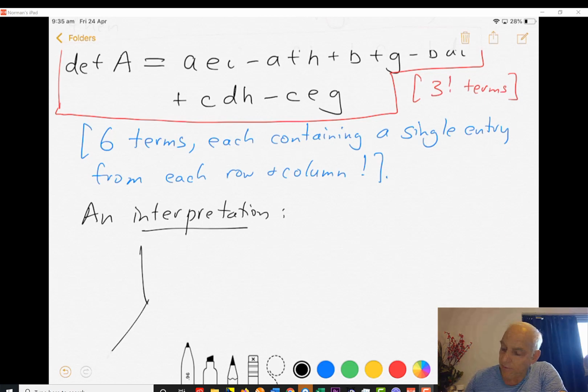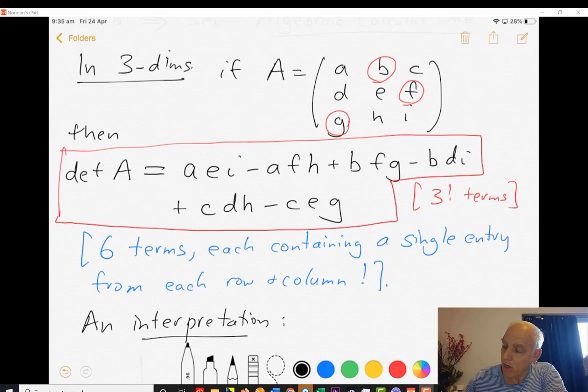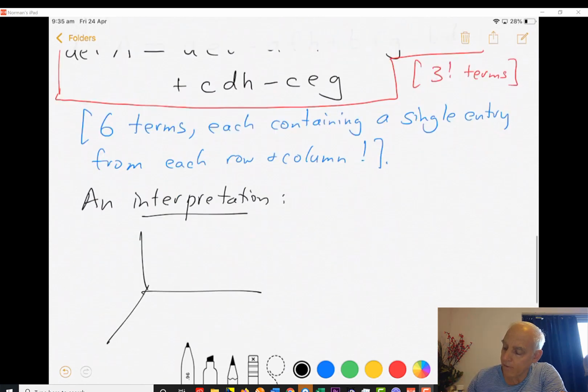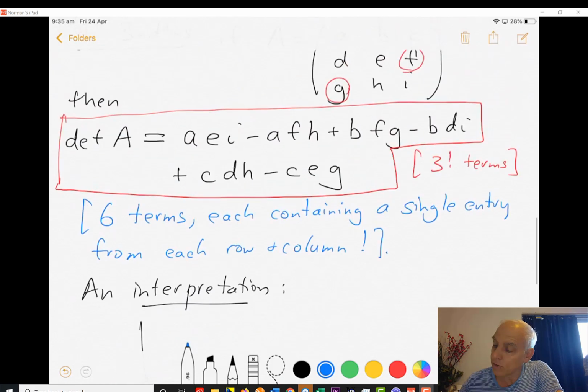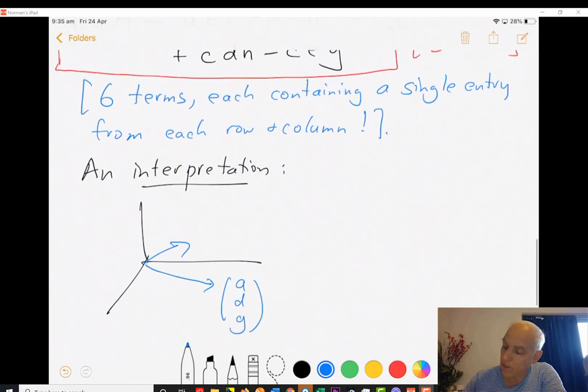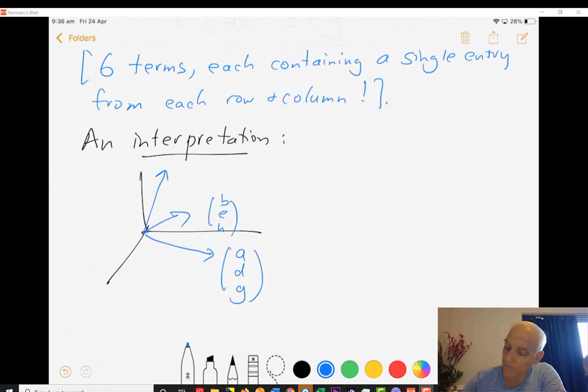We're in 3-dimensional space. Let's look at the 3 columns of the matrix A. Those are 3 vectors. Maybe there's the vector A, D, G. That's one vector. Another vector is the second column, B, E, H. And then there's a third vector, which is the third column, C, F, I. Now, these 3 vectors determine a parallelepiped, which is a 3-dimensional analog of a parallelogram.